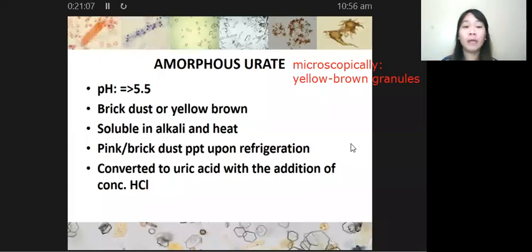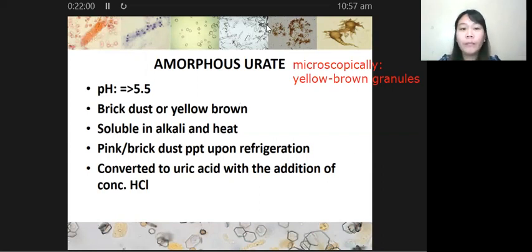It is important for us to mention the pH at which your amorphous urate precipitates in order for us also to differentiate it from your uric acid, although under the microscope, they look different. So for amorphous urates, the pH should be equal to or greater than 5.5, but still within the acidic range. For uric acid, class, it usually precipitates at a lower pH, lower than the pH required for the precipitation of your amorphous urate. So microscopically, that is its appearance.